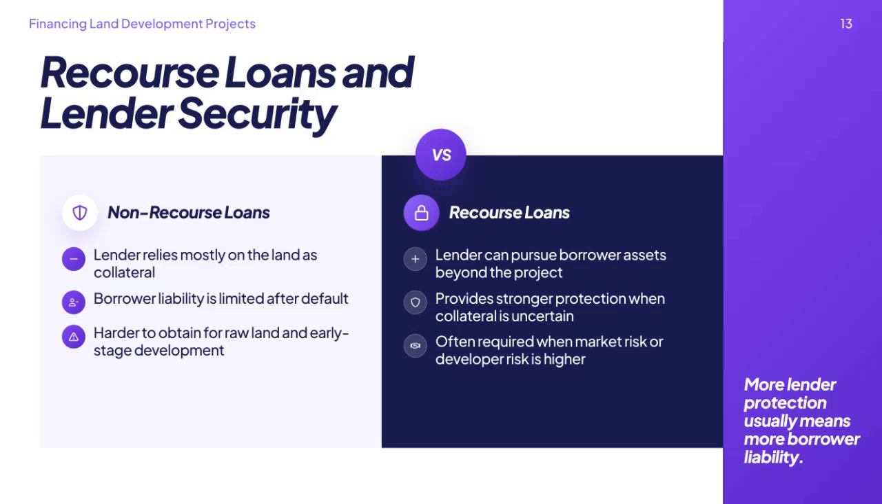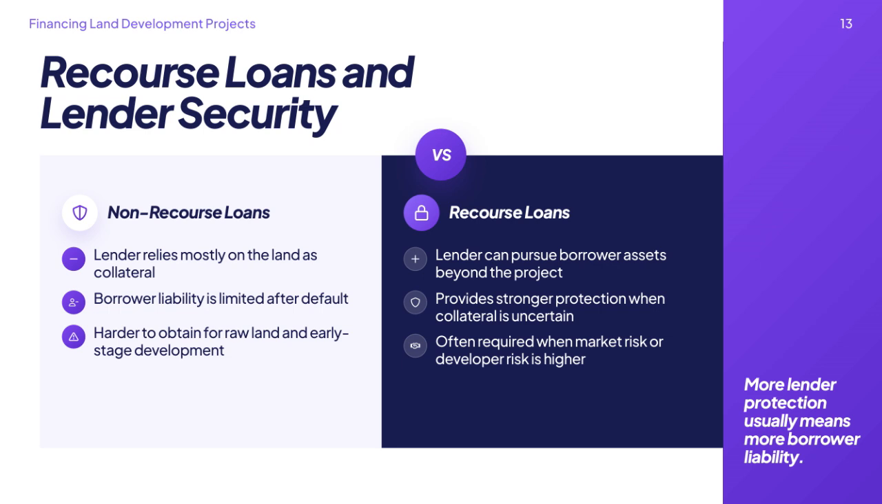When it comes to financing land development projects, understanding the difference between recourse and non-recourse loans is crucial. Non-recourse loans primarily rely on the land itself as collateral, which means the lender's claim is limited to the property. After default, the borrower's liability is limited, making these loans harder to obtain for raw land or early-stage developments because the risk is higher for the lender.